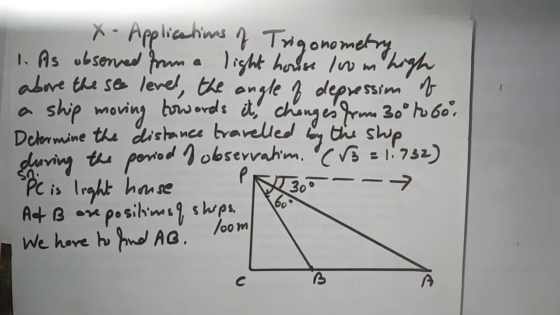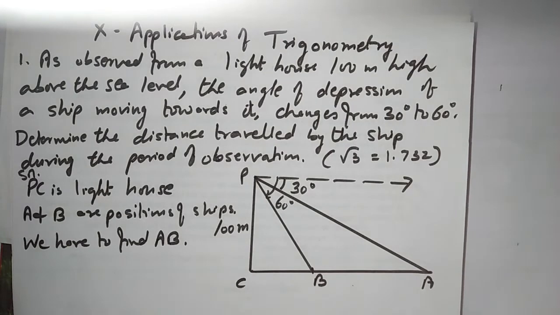Question number 1 is, as observed from a lighthouse 100-meter high above the sea level, the angle of depression of a ship moving towards it changes from 30 degree to 60 degree. Determine the distance traveled by the ship during the period of observation.